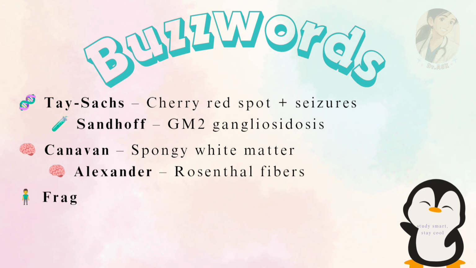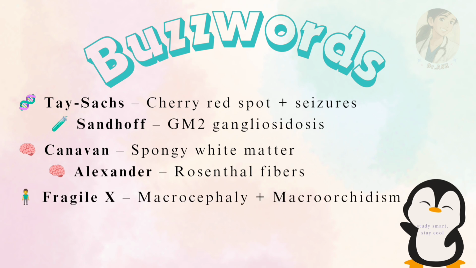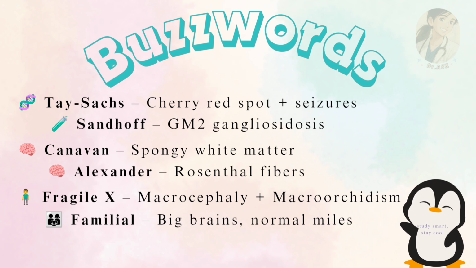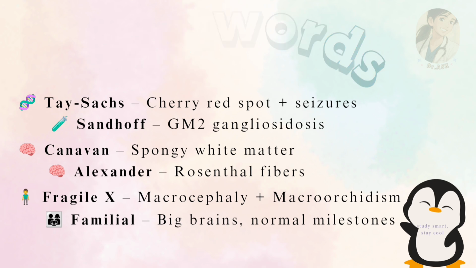And then here comes a classic FMGE MCQ, Fragile X syndrome. It presents with macrocephaly, autism and yes, macroorchidism, which means large testicles, especially after puberty. Familial megalencephaly, this one is benign and it is the most common one. The baby looks big-brained but has normal milestones and you will find a family history of large heads. So every time you get a megalencephaly case, ask this first: is this a disease or just the family gene? That's how you win the MCQ.